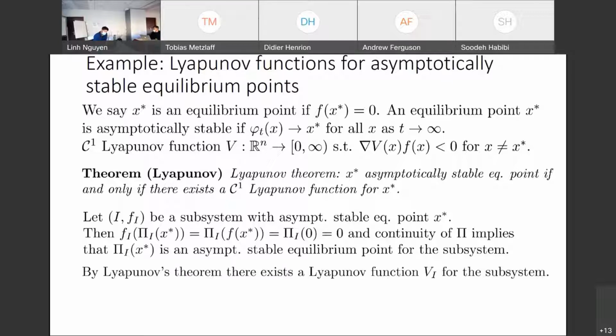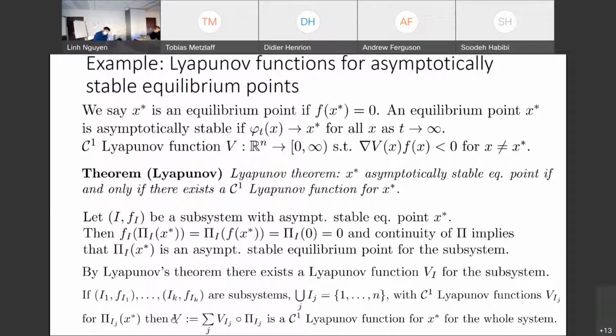To reverse the statement, we assume that projections of that point X star are asymptotically stable equilibrium points for all the subsystems. So using Lyapunov's theorem, we can find Lyapunov functions for the subsystems. And then in that case, putting them together is easier.